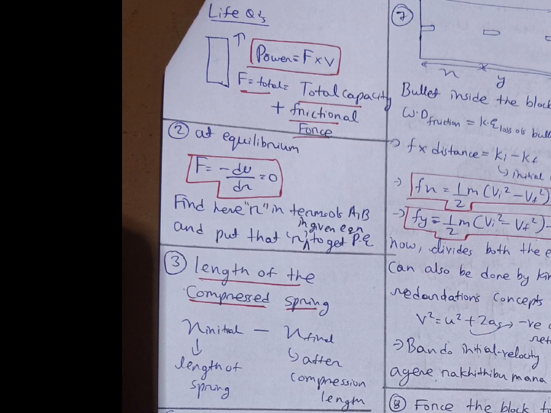Lift question. Power is equal to force into velocity. Force is the total capacity plus the frictional force. At equilibrium, F is equal to minus dU by dr, which is equal to 0. Find r in terms of A and B, and put that r in the equation to get the potential energy.